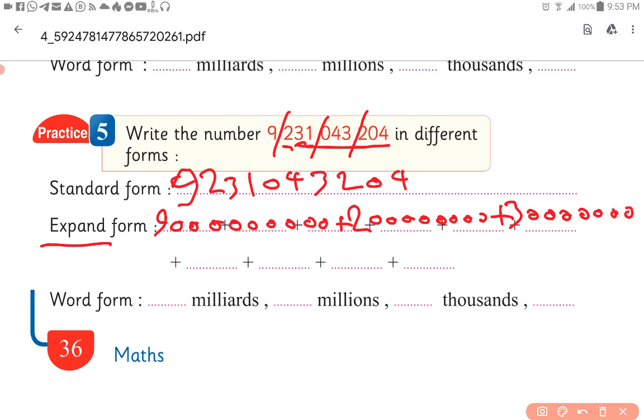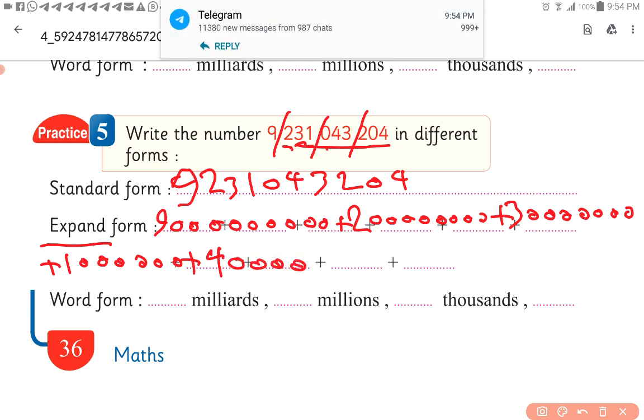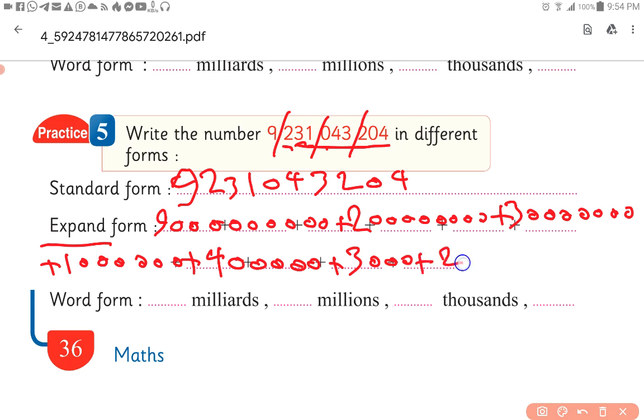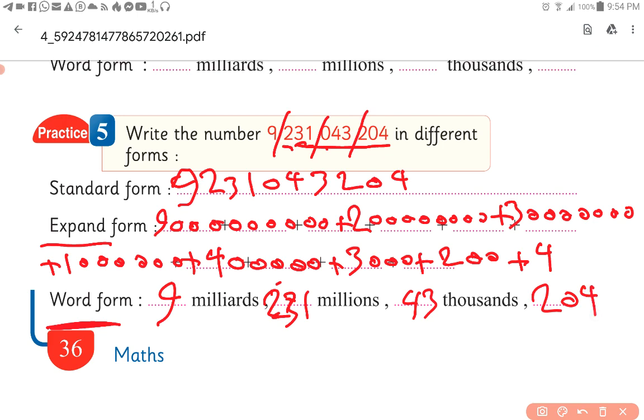After that 1, 1 million, put 6 zeros. Then don't write 0, then 4. Before it 5 digits, so you'll put 5 zeros. Then 3, 3 digits, so you'll put 3 zeros. Then 2 in hundred place, then 4 in units place. To write it in word form, at first put 9 in milliard place, 231 in million place, then 43 in thousand place, don't put 0 at left, then at last 204.